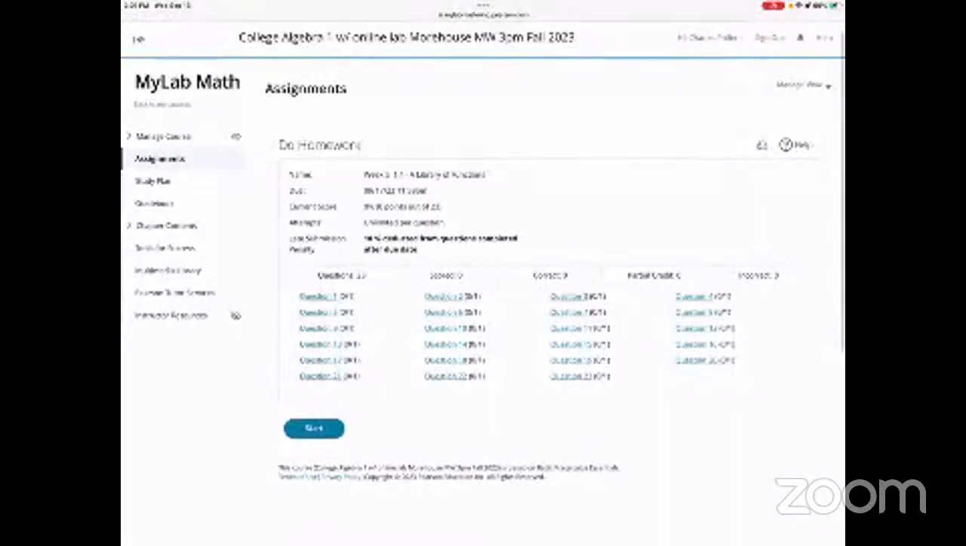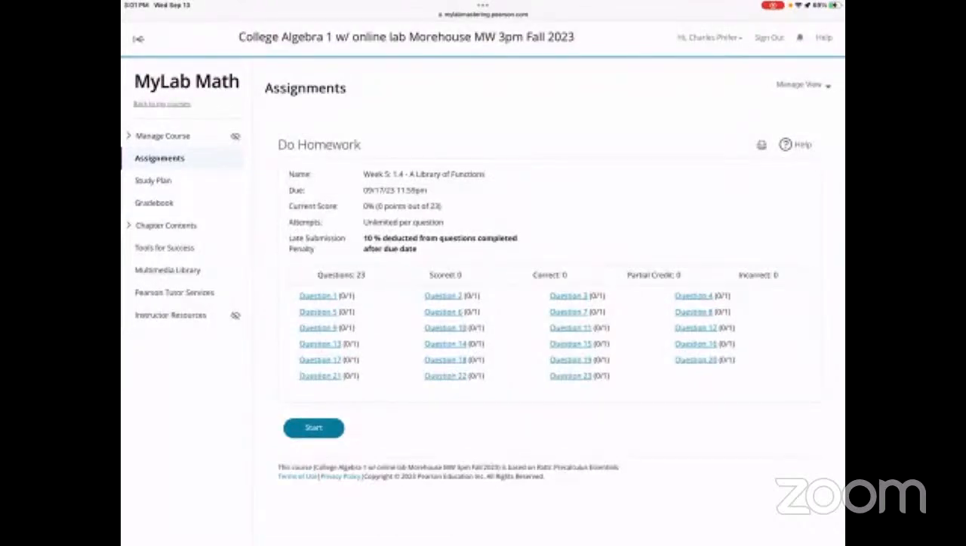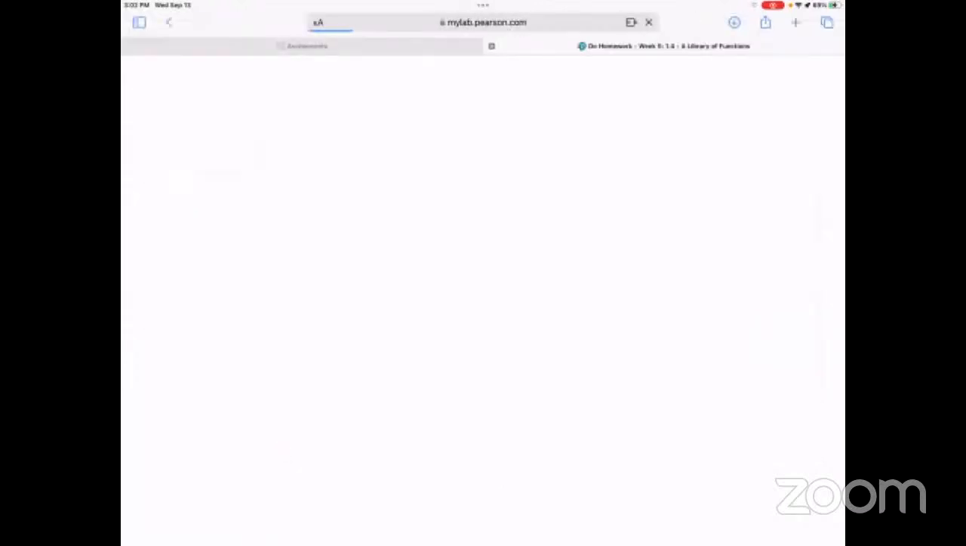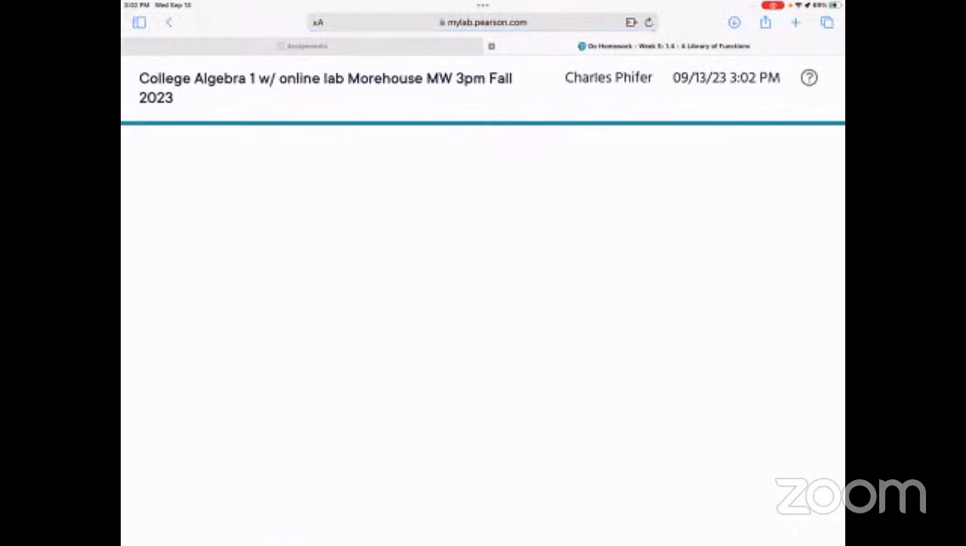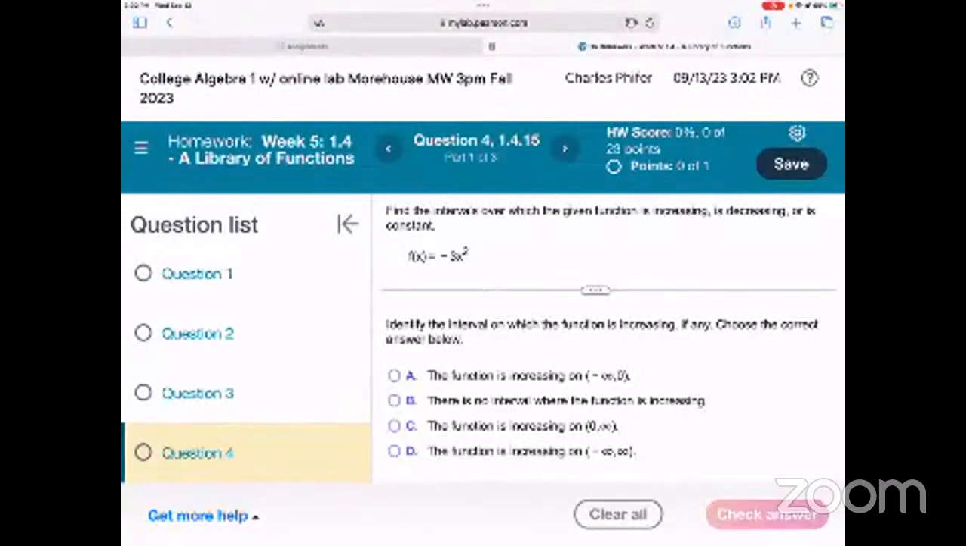Hey, Google, give me a random number between 1 and 23. Here's a random number, 4. Let's start with question 4. And as always, if you have questions or concerns, feel free to either unmute yourself or type it in the chat. I do monitor the chat, so that way we can try to resolve whatever the matter is.